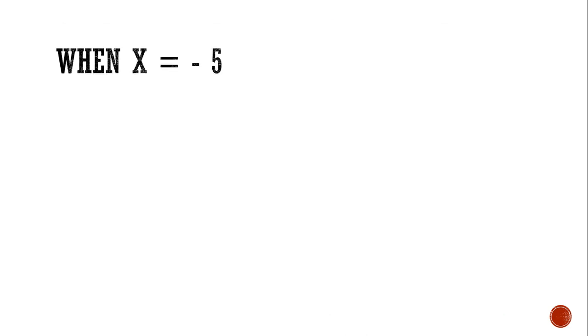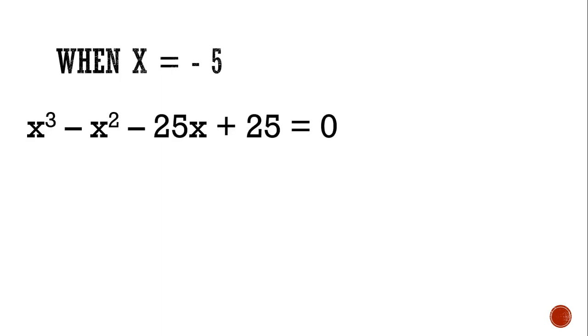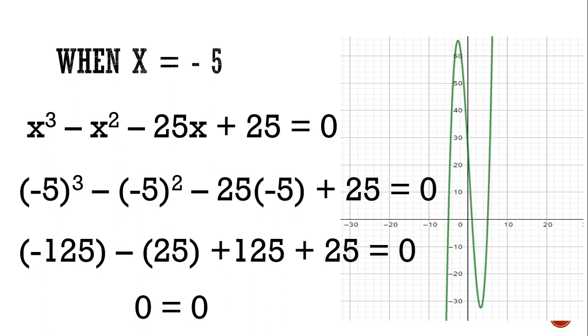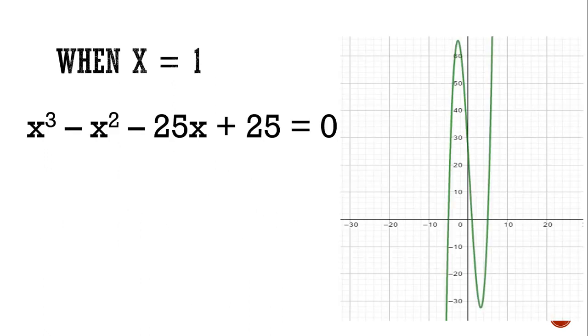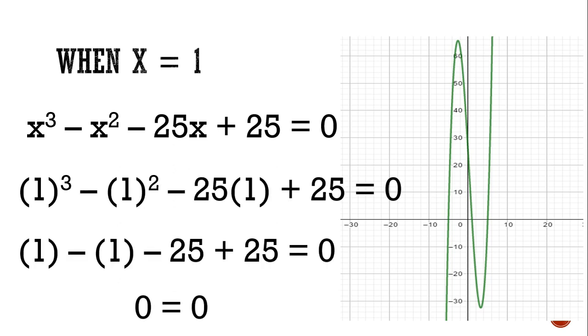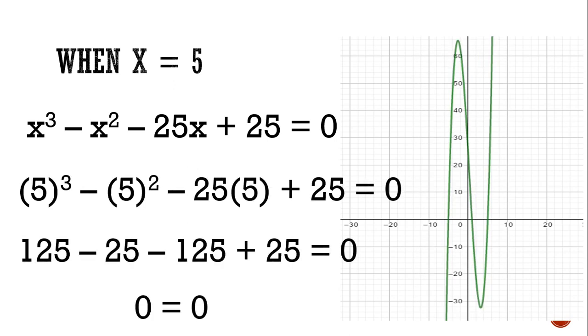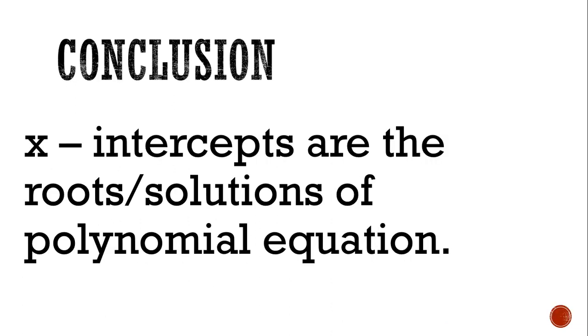We can see that negative 5, 1, and 5 satisfy the equation. Therefore, these x-intercepts are indeed the roots of the polynomial equation. So we have now the conclusion that x-intercepts are the roots or solutions of a polynomial equation.